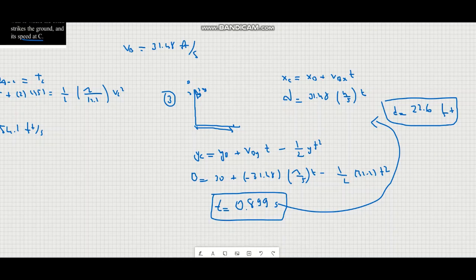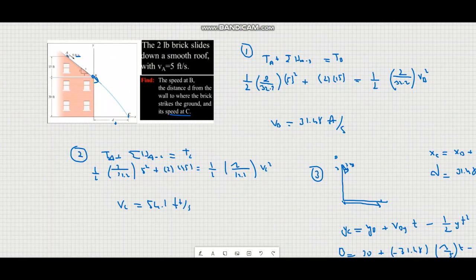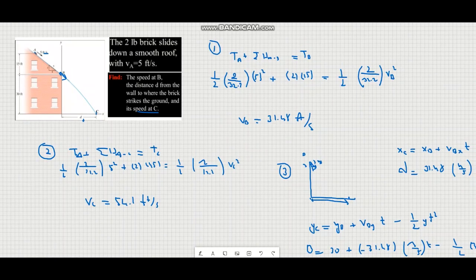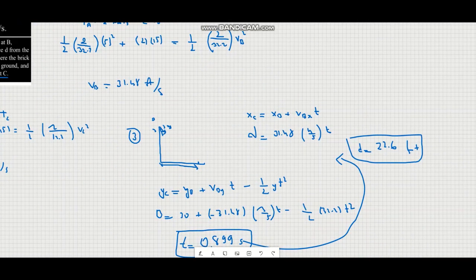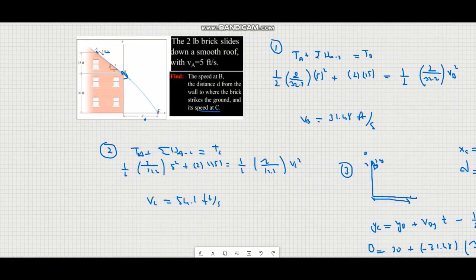If we have this kind of question, like if the brick slides, we can find the B velocity and C velocity by using work and energy. There's no work, there's only energy, because there's no force acting on it. And then after that, from point B to point C, we can use our kinematic knowledge. Then we can find the distance from the roof edge to the crash point C. Okay, this question ends here.